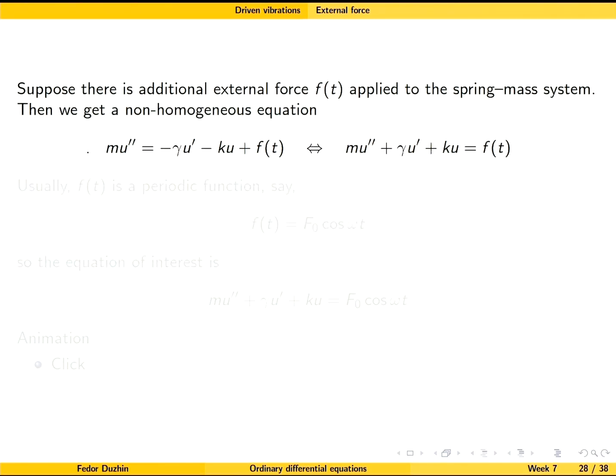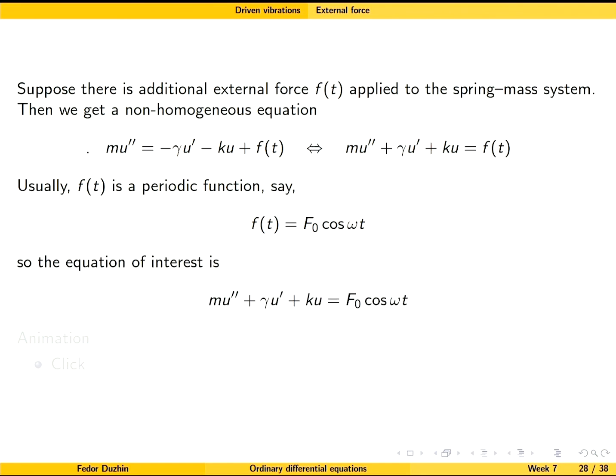Now let's look at the case when it's not just free oscillations, but there is an additional external force applied to the spring mass system. Usually, this external force is a periodic function. For example, it can be like cosine of omega t. And the differential equation that we are going to get is like this.